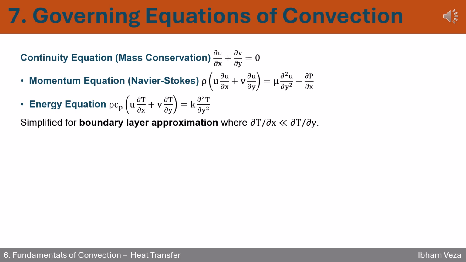In boundary layer flows, we simplify these equations because temperature change along the surface, dT over dx, is much smaller than temperature change perpendicular to the surface, dT over dy. Focus on these simplifications. They help you solve real-world convection problems efficiently.